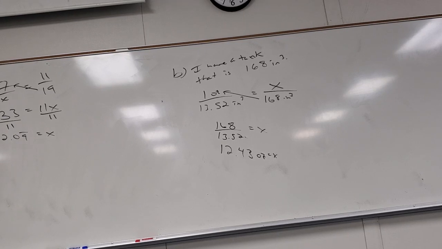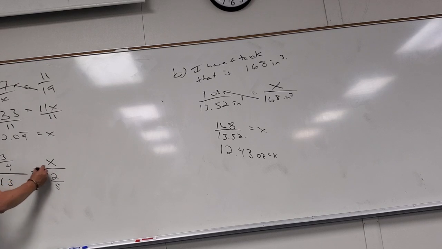So what about this one? 3/4 over 30 equals x over 250. Huge. So go ahead and do that one. Oh wait. 3/4 over x.